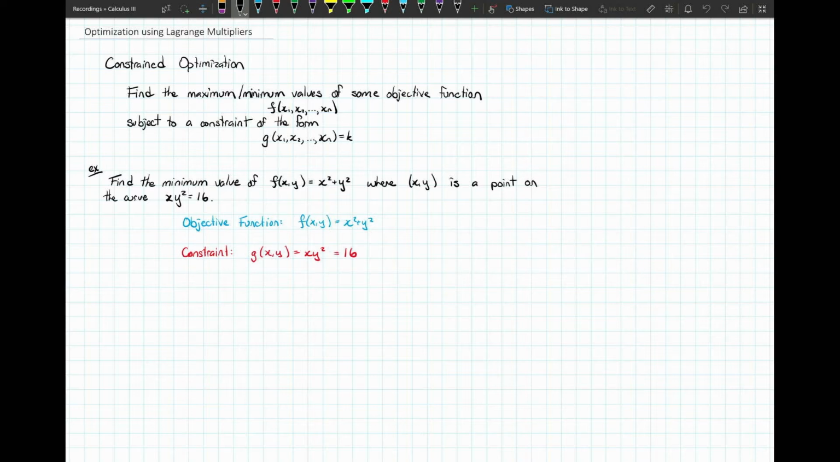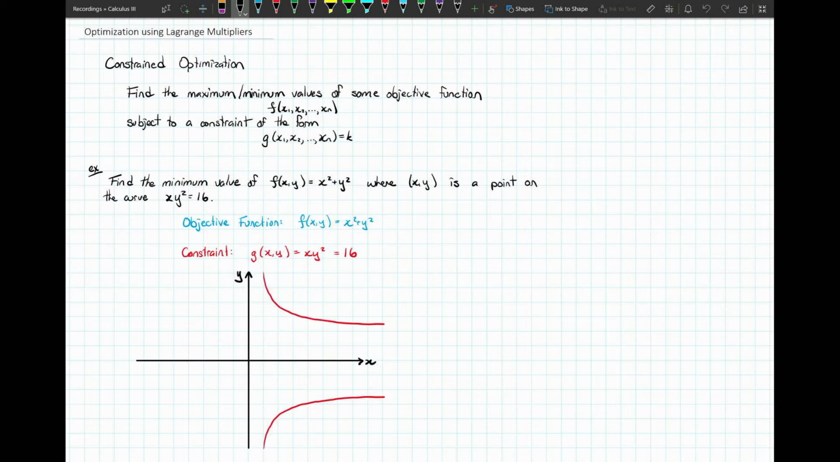Now, first of all, let's see what that curve looks like. That curve is kind of an interesting looking curve. For a given value of x, say x equals 4, then we would have two different values for y, since we have xy squared. Y could be both positive or negative. And that's why we have this nice symmetry over the x-axis.